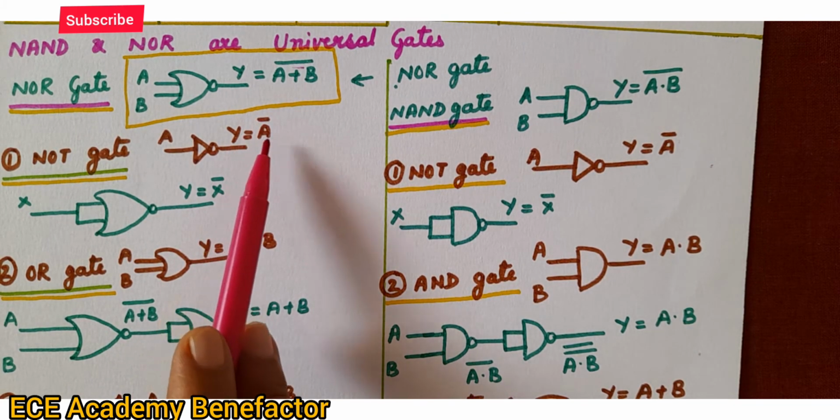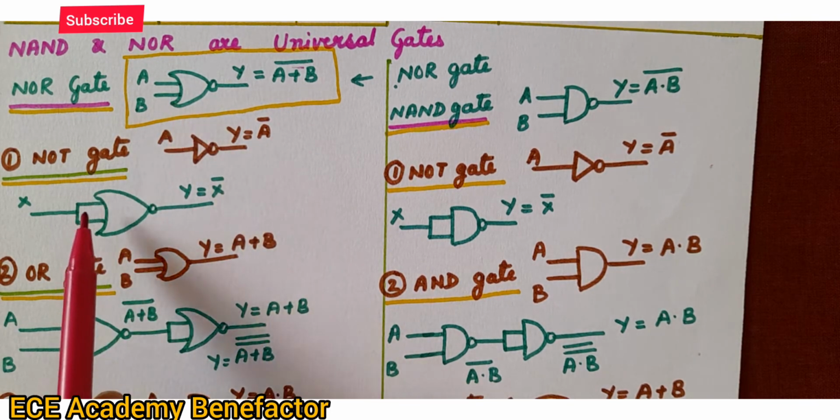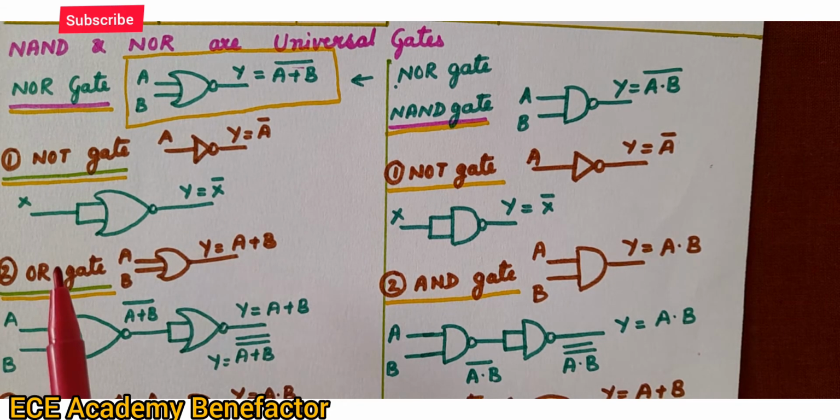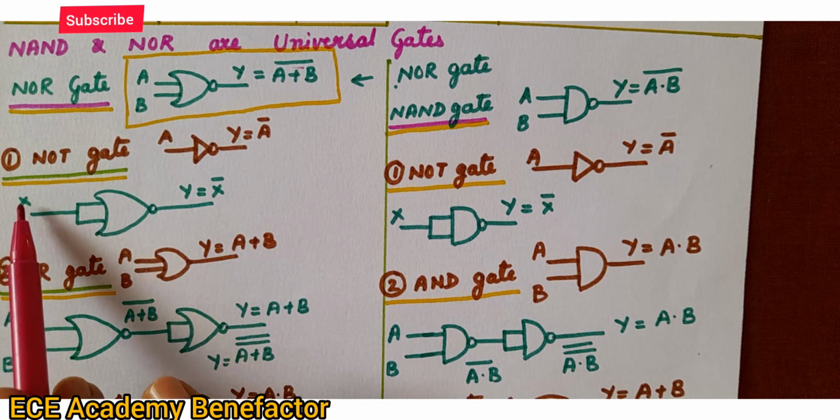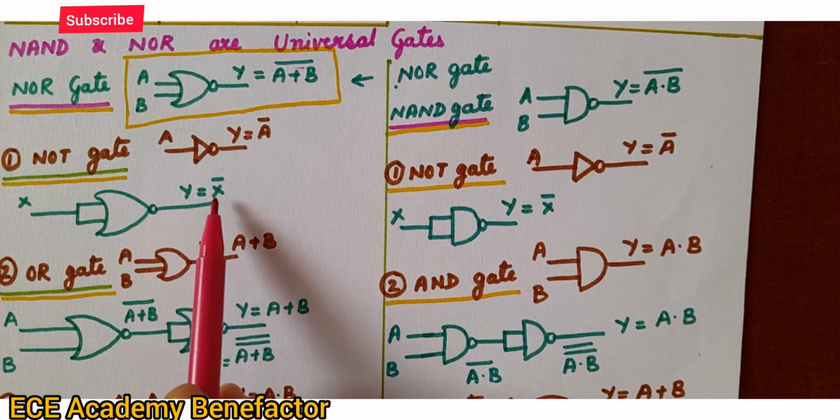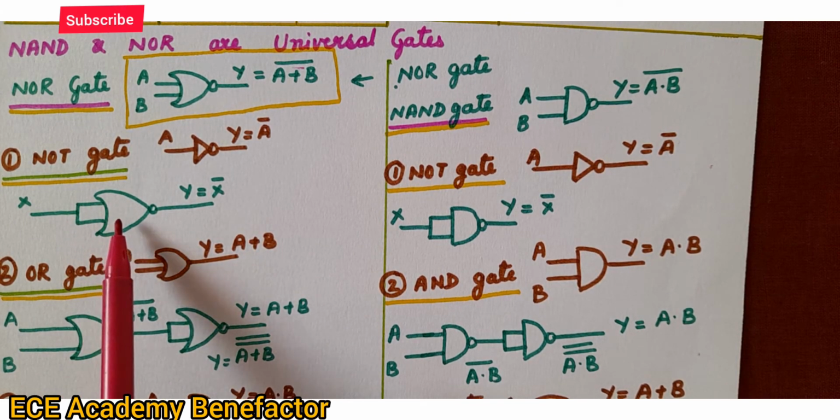We want to get the complement of the given input. So while using a NOR gate, if you connect both the inputs, it will become a NOT gate. So if the input is given as X, the output of this gate will come as X bar. So when both the input terminals of a NOR gate are connected, it works as a NOT gate.